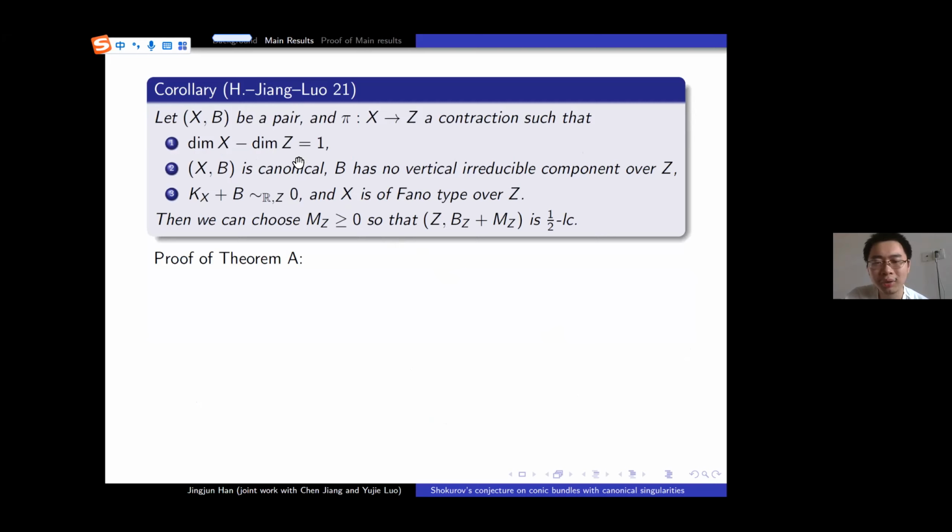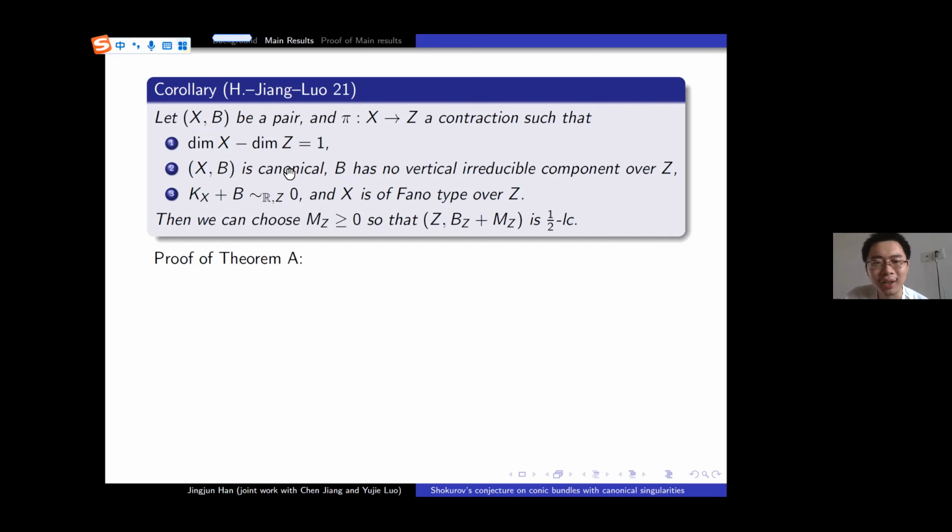It is almost the same setting, but we replace the singularity assumption on the relative pair by assuming (X, B) is canonical, and B has no vertical irreducible component over Z. So we replace the assumption that the MLD of the relative pair is larger than or equal to 1 by this weaker assumption, because under this assumption we can show that the MLD of the relative pair is larger than or equal to 1.